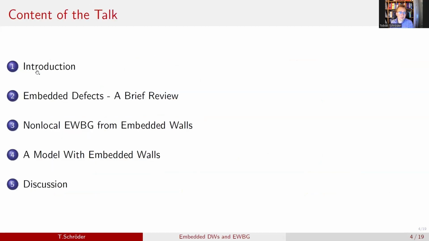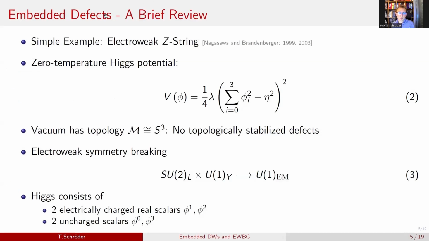After this short introduction, I will give a brief review of the idea behind embedded defects. I will afterwards show how one can compute the baryon to entropy ratio from non-local electroweak baryogenesis via embedded walls. In the fourth part, I will come to the main point of this talk, which is the introduction of a particle physics model that contains embedded domain walls in which the electroweak symmetry is restored, and finally, I will discuss our results. Let us start by reviewing the idea of embedded defects.